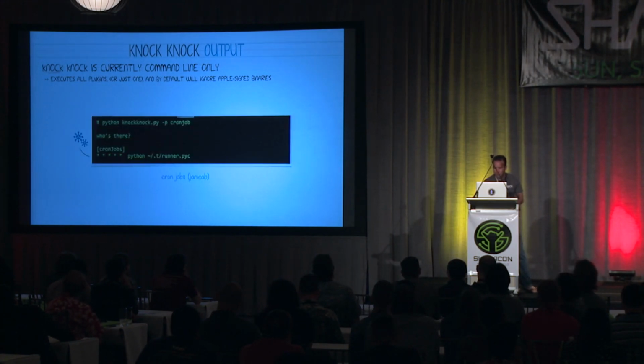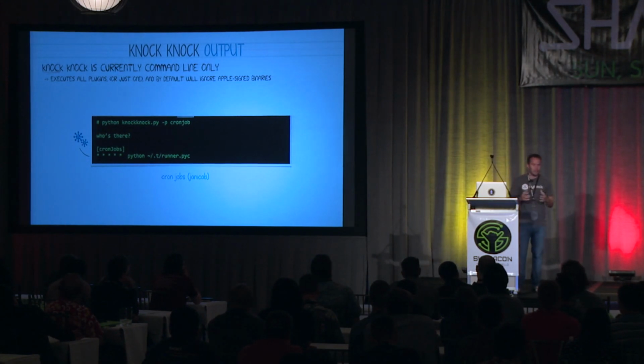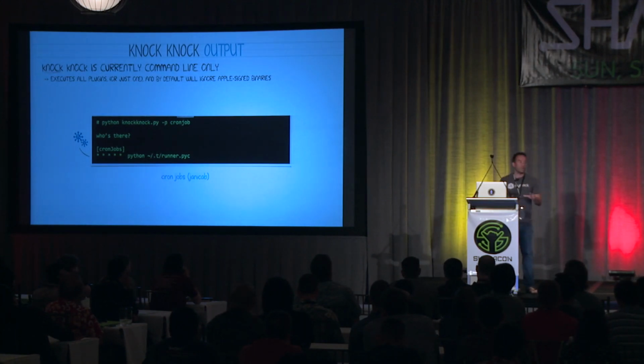So Knock Knock has some helpful features. It can execute all or just one plugin. It can list all the plugins. And also, as I mentioned, by default, it will filter out Apple-signed binaries that have been verified by Knock Knock. Now, this is important because 95% of persistent binaries on a Mac are going to be Apple binaries that are needed for the system. So if they can be cryptographically verified that they're still signed and have not been modified, it makes sense just to ignore that. Now, this can be overridden if you really want to see them, but by default, it's hidden.